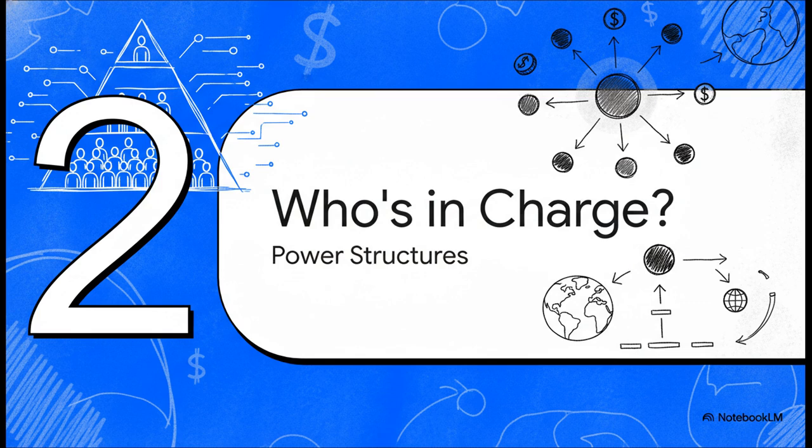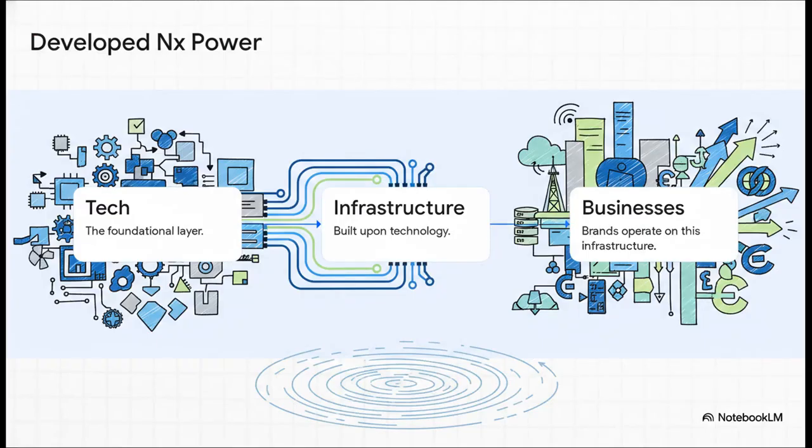Next up, let's talk about power. Who's really in charge in each of these systems? The diagram shows two very, very different chains of command. So in the developed NICS model, the flow of power seems pretty clear. It all starts with technology. That tech is what makes the infrastructure possible, and that infrastructure is what lets these massive, brand-driven businesses operate and pretty much run the show.